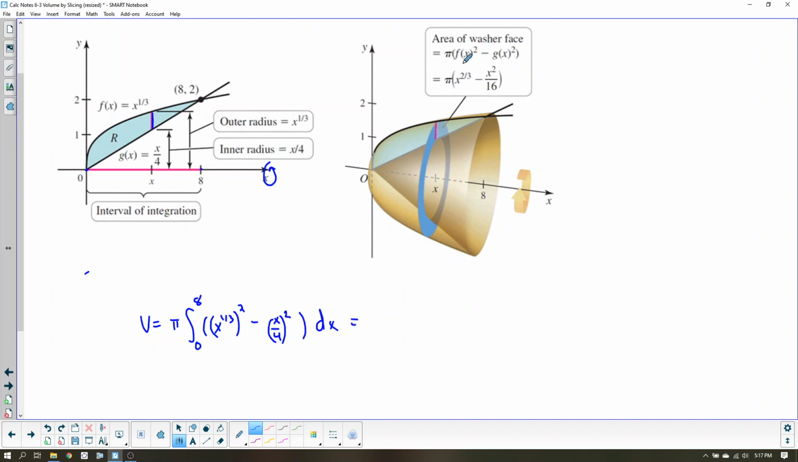So you can see that is actually the same as this. This is just the formula. They have the pi there, and then if you square this, you get x to the 2/3. If you square that, you get x squared over 16. Evaluating this one gives you 128 pi over 15.